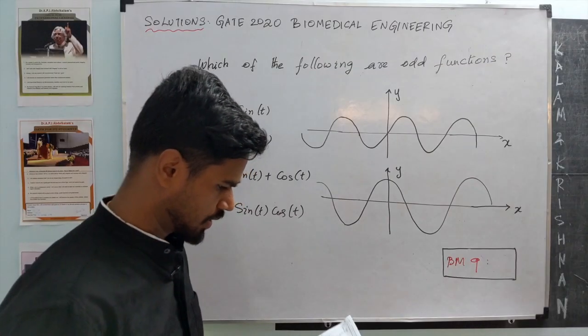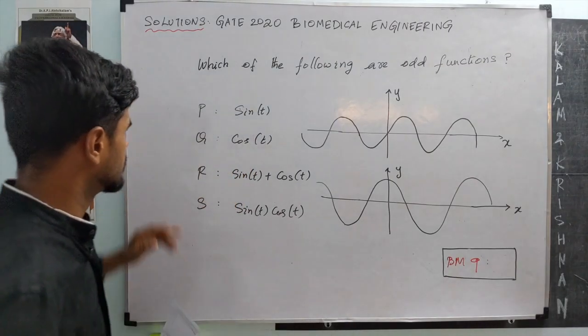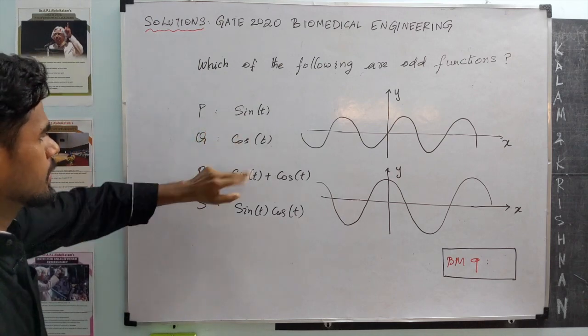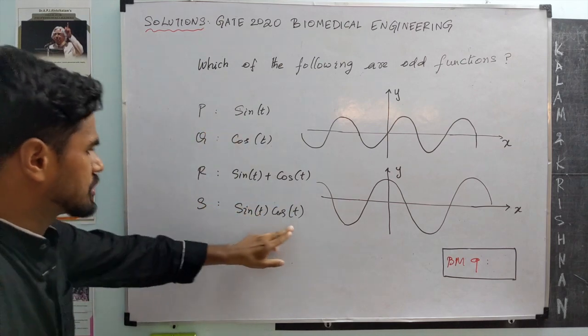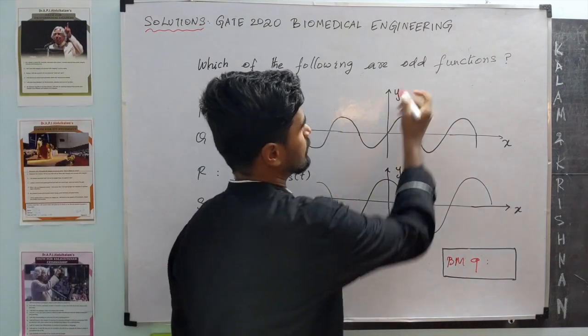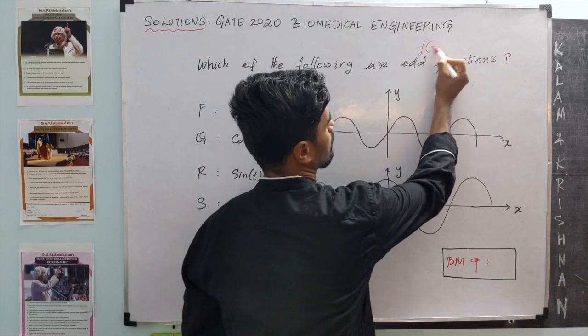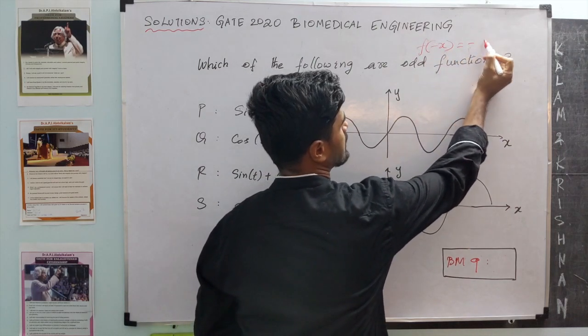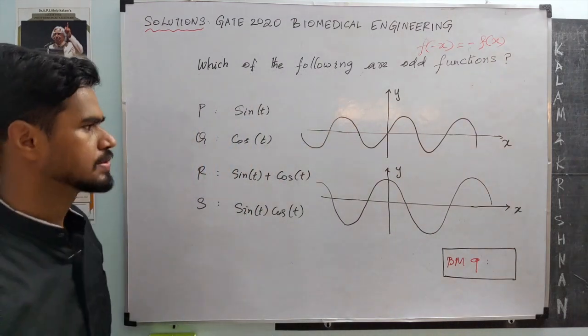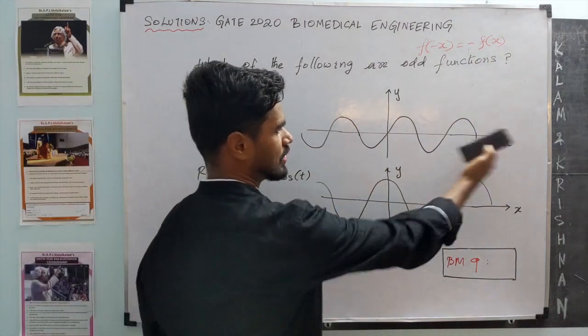Ninth question. Which of the following are odd functions? We are given four functions p, q, r and s: sin t, cos t, sin t plus cos t and sin t cos t. Right? An odd function, by definition, is f of minus x is minus f of x. What it means is, let's take some function.